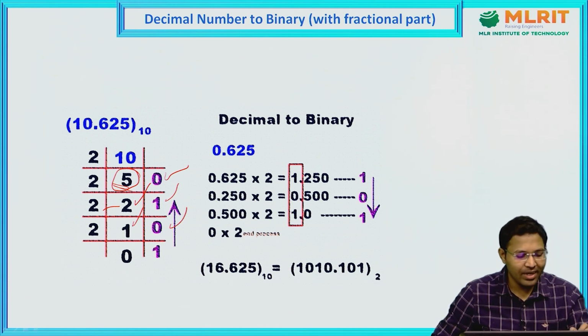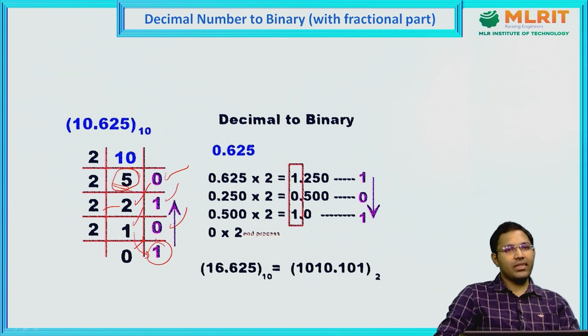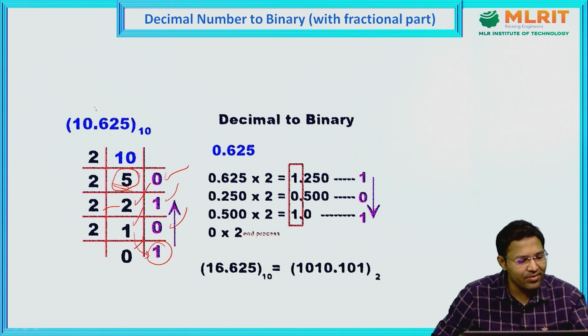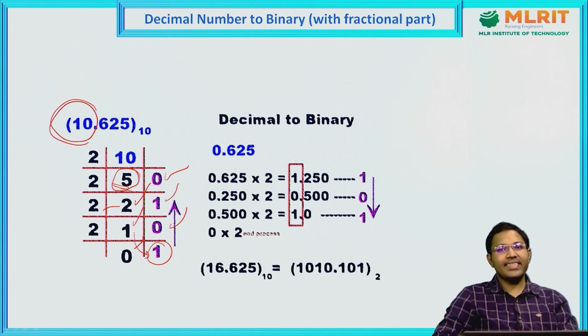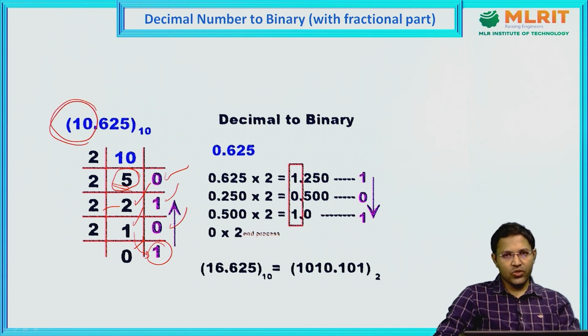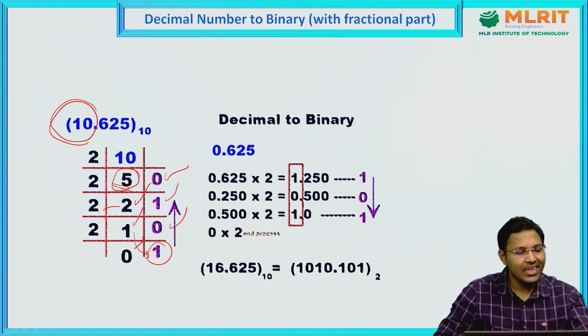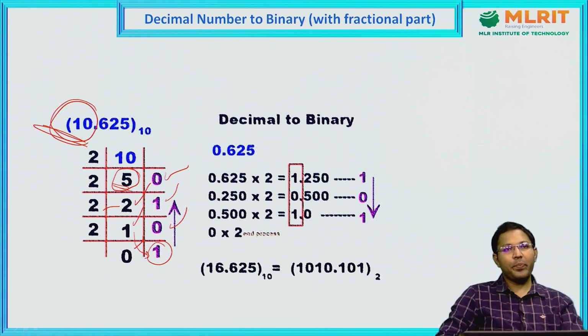Then 1, if you divide by 2, we get 0, and 2 into 0 gives us 0, so there is a remainder, right. So this remainder we are taking here, 1. Same as what we did in the previous case, the same method we are going to use for the non-fractional part, which is 10 in this case.